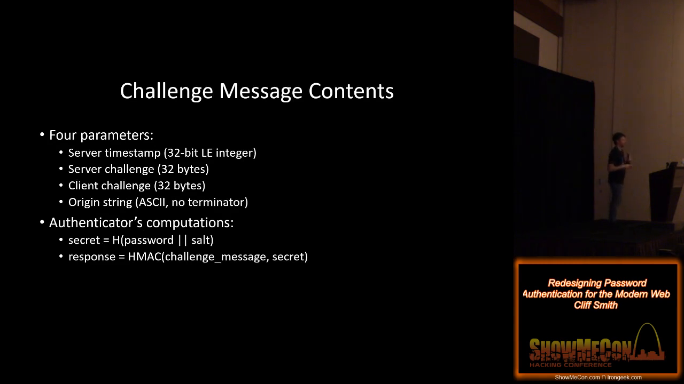All right, so to summarize what we're going to put in the challenge message, we have a server timestamp, a 32-bit little endian integer is what we're going to do. We have the server challenge, we have the client challenge, and we have the origin string. The browser authenticator computes the secret, which is the hash of the password plus the salt. The actual response, the actual message that gets sent to the server that gets checked, is an HMAC of the challenge message consisting of all this, using this secret as the key. Clear as mud?